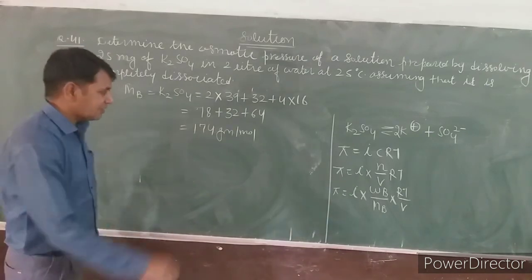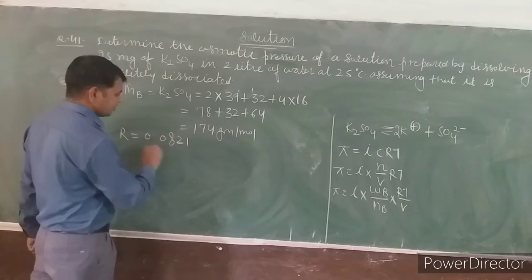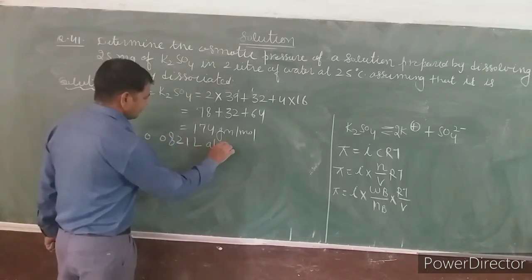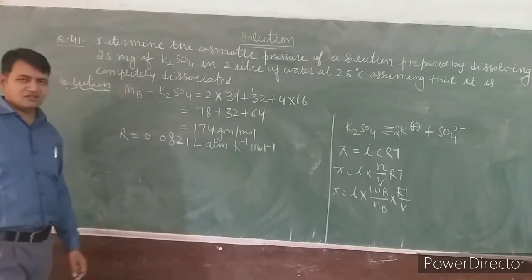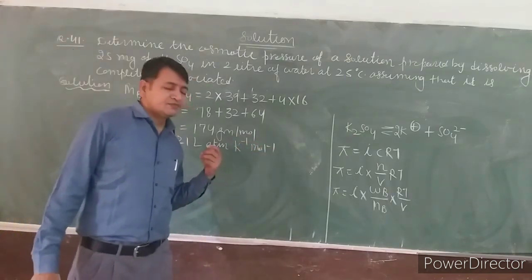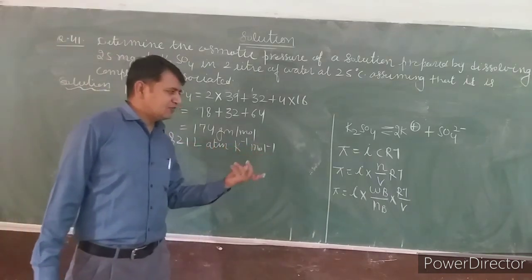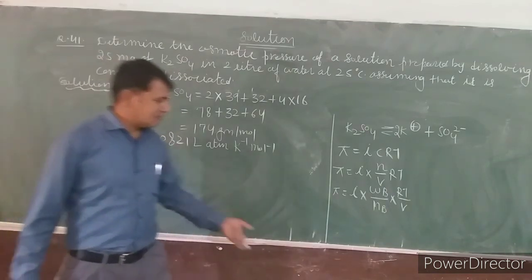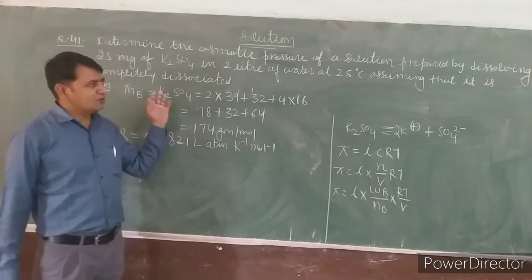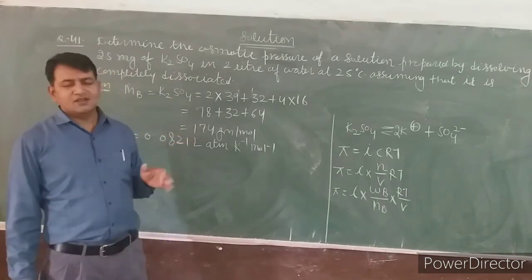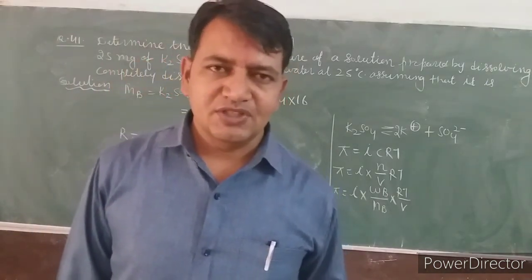MB is also there. R, the gas constant, we have already done that. This value is fixed for osmotic pressure: 0.0821 liter atm per Kelvin per mole. T, temperature, should be expressed in Kelvin, that we found to be 298 Kelvin for this problem. Volume is 2 liter here. Put all these values in this equation and calculate osmotic pressure in terms of atm. So these all problems were based on the Vant Hoff factor and extent of dissociation and association. Thank you very much.